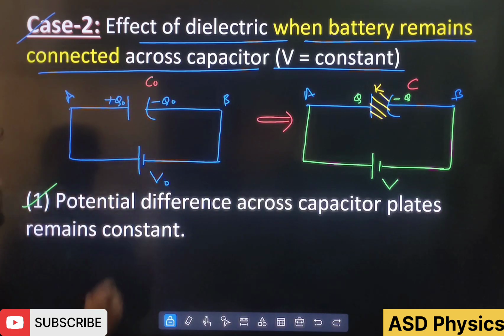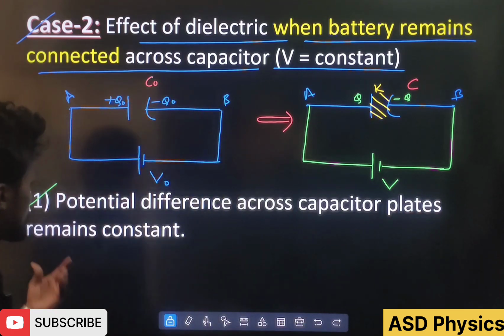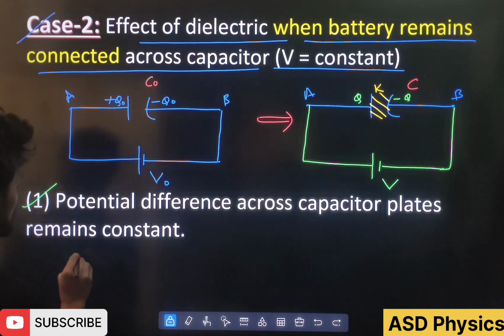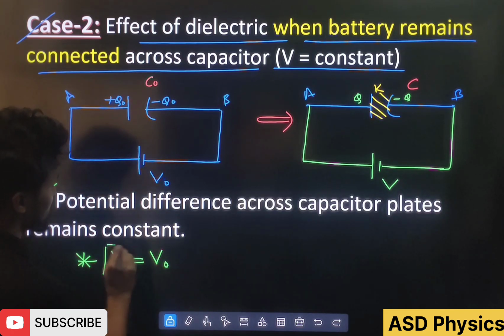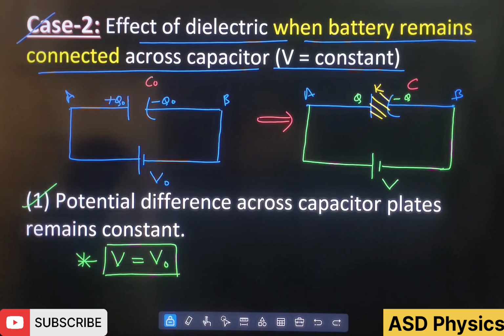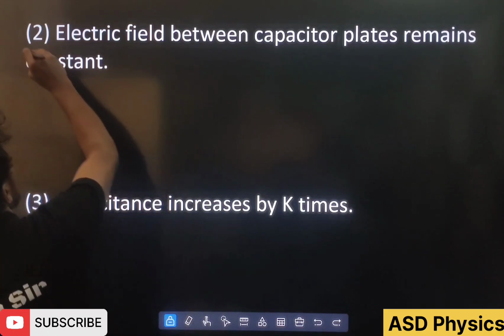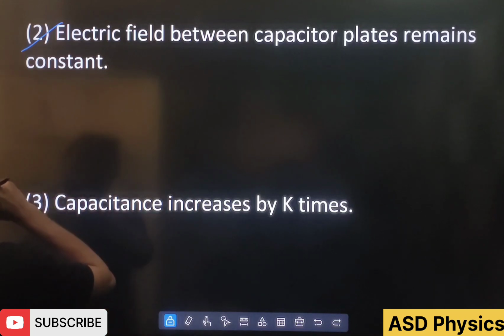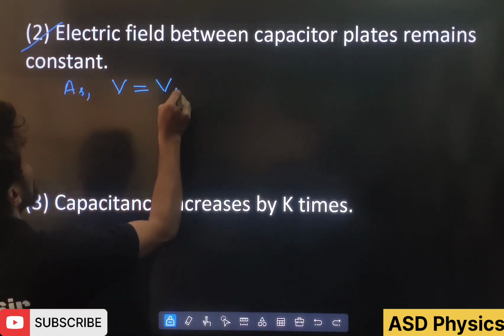So see here, first one, students, what is given? Potential difference across capacitor plates remains constant, because you can see the battery is kept connected. So this will become V equal to V naught. We are not changing the battery and all. The potential will be the same. Okay, great. Next one, what is happening? Electric field between capacitor plates also remains constant. That means, students, again we know that V equal to V naught.